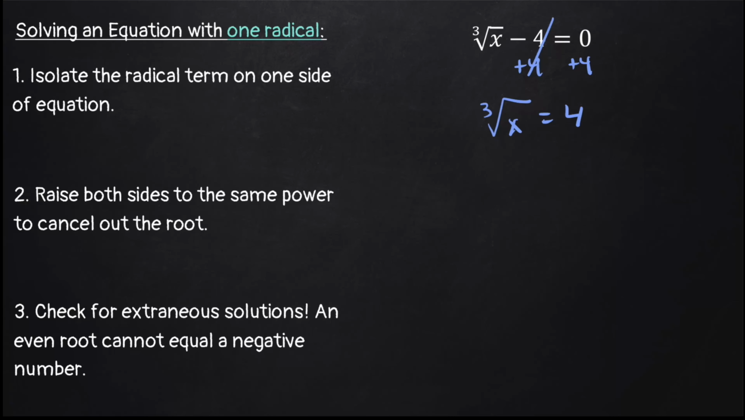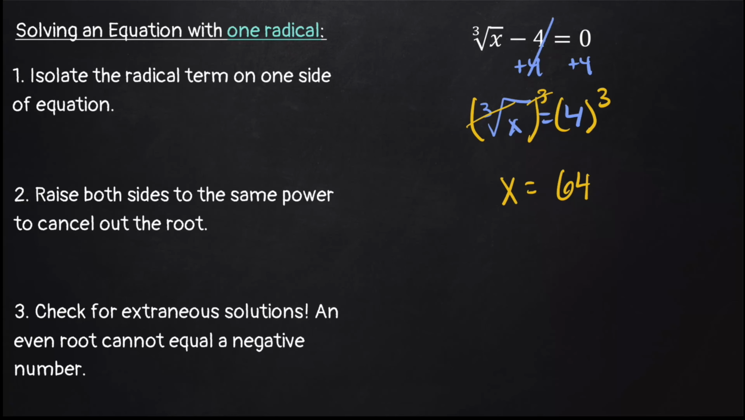Then after your radical is isolated, you're going to raise both sides to the same power in order to cancel out the root. So if this is a cube root, you're going to have to raise both sides to the third power. So you're going to get x is equal to 64.